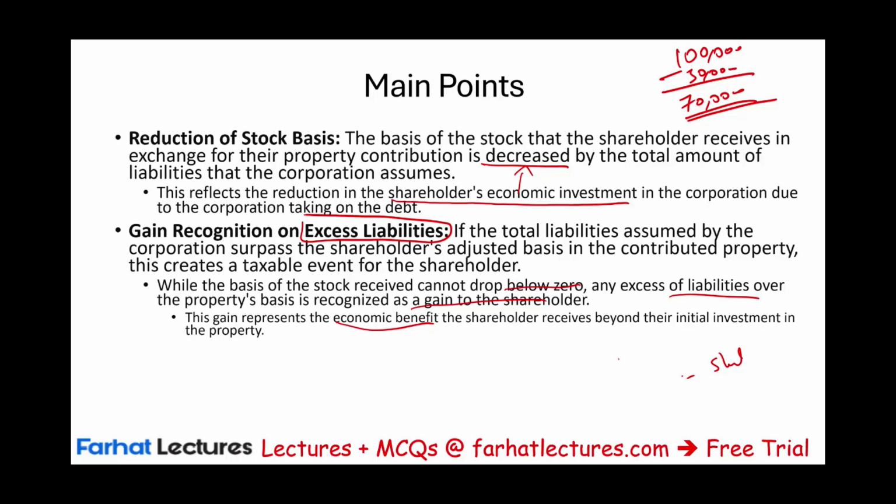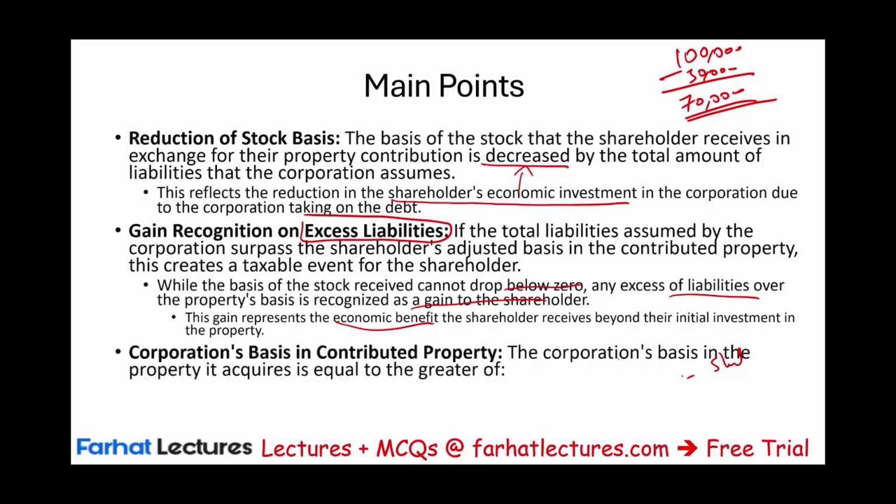You contributed something with 100,000, but you are responsible for 210, and you're no longer responsible for that. Well, it means you received 110,000 in value. Now, the corporate basis under those circumstances is the greater of the adjusted basis or the liability assumed. Now, why do we do this?